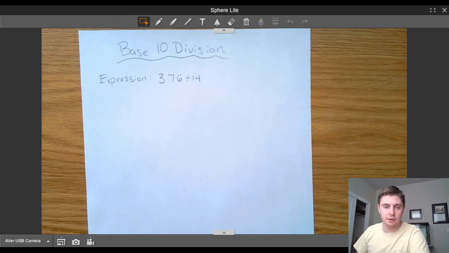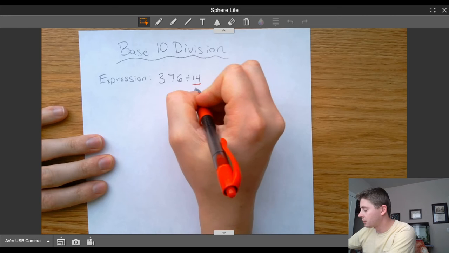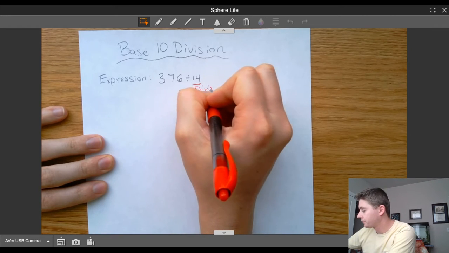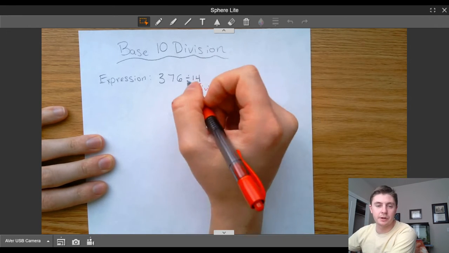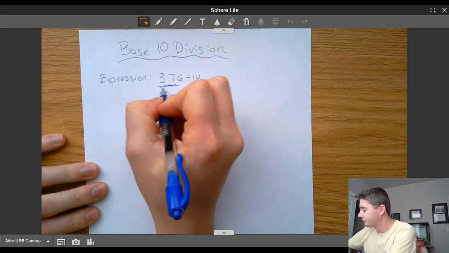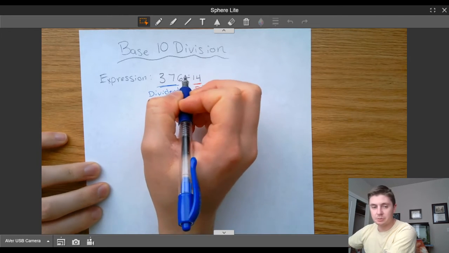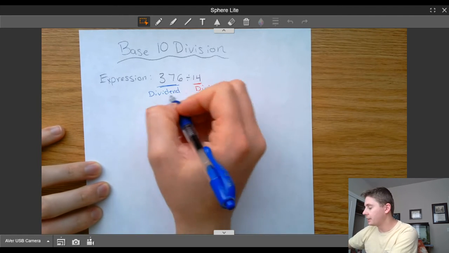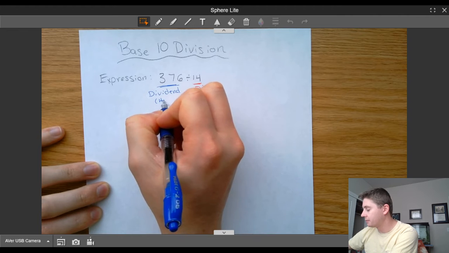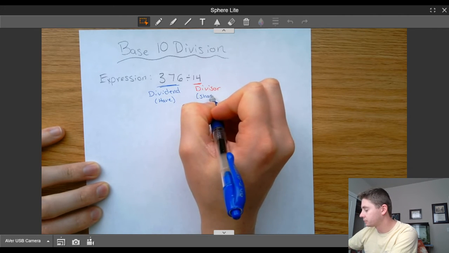The first thing I have to remember is what each of those numbers represent. My 14 here is something called a divisor. That's what I'm splitting my number into. The first number I have is called a dividend, and that's what I physically have. So if I want to write those back, this is what I have. This is what I'm sharing or splitting it into.